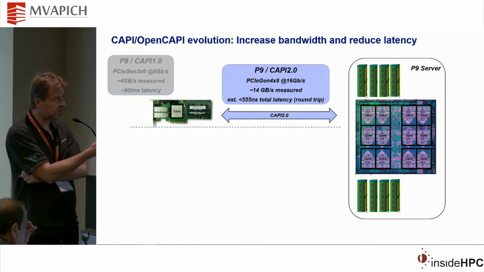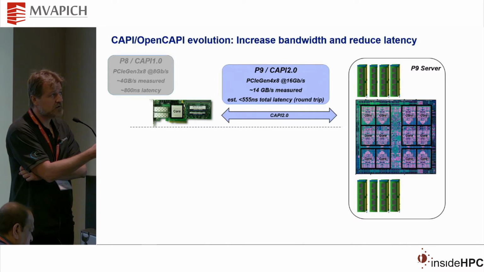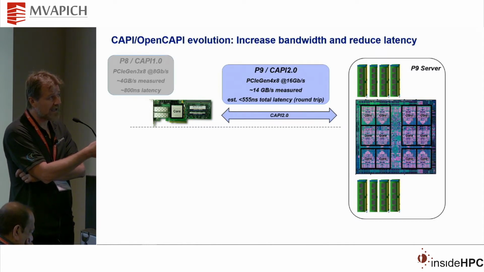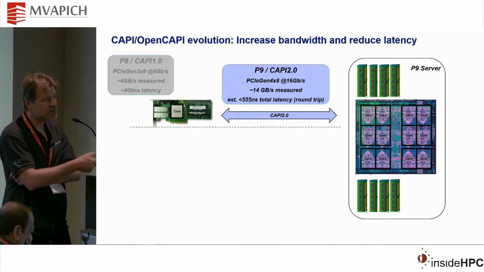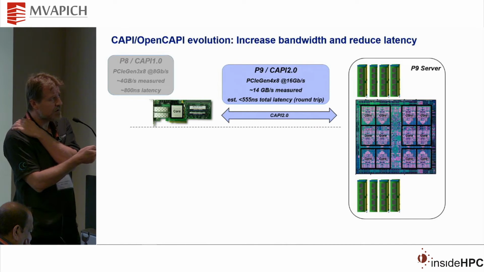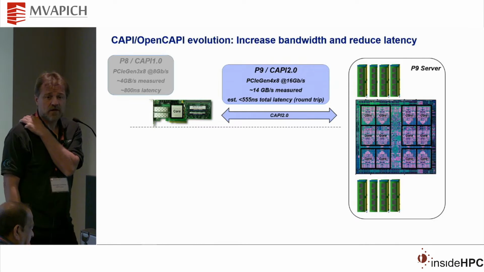And now it's mature enough since late 17 on P9. The CAPI 2 generation is available. It's a mature technology now. And on P9 CAPI 2, we are running over PCI Express Gen 4 links at a theoretical complete raw bandwidth of 16 gigabits per second on 8 lanes, which makes a theoretical 60 gigabytes per second capability. And out of this, we can get as high as 14 gigabytes per second useful payload capability.